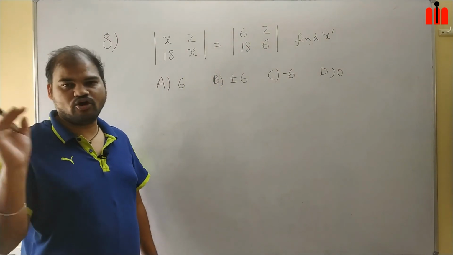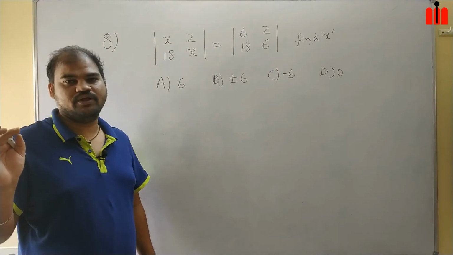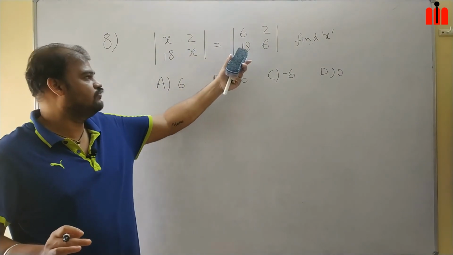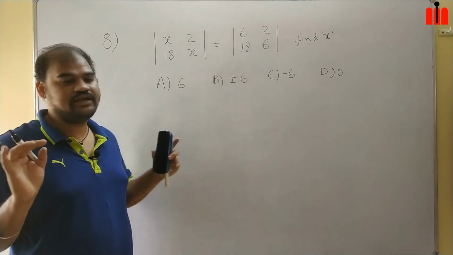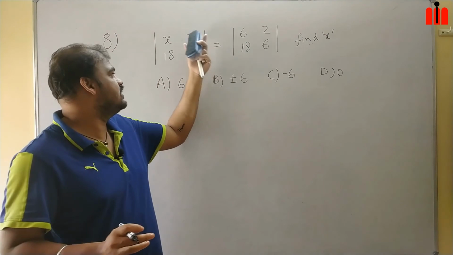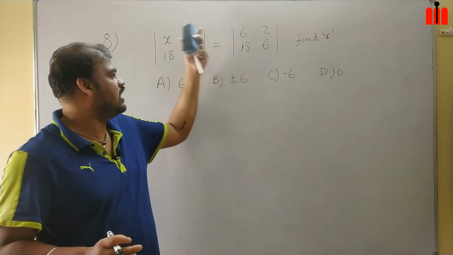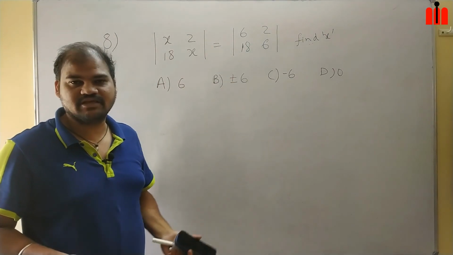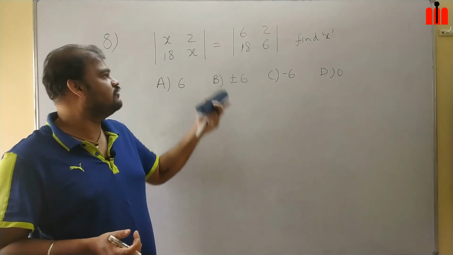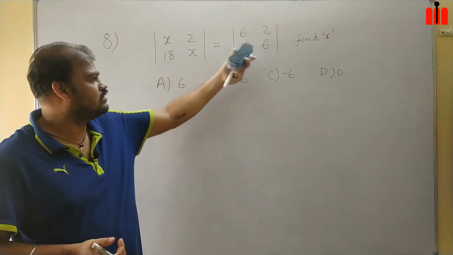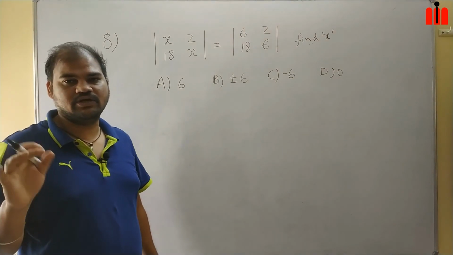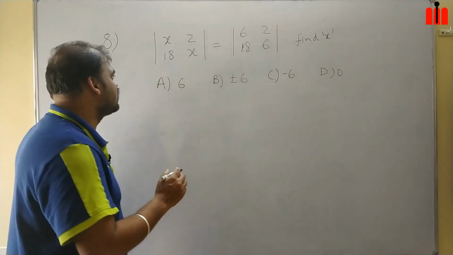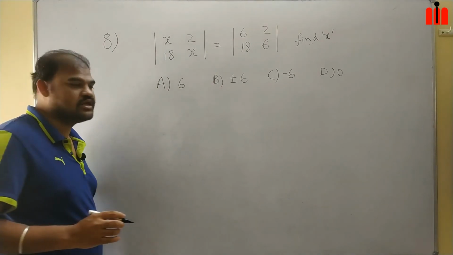But that is a wrong method to do this problem. We don't use comparison here. We have to solve the equation, right? Because here it is 18, here it is 18, here it is 2, here it is 2, so you can directly tell that x can be 6, but x can be minus 6 also. If you put minus 6 also, both of them will yield the same answer. That's why we have to solve this equation.